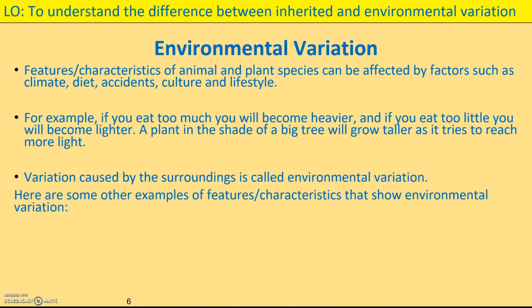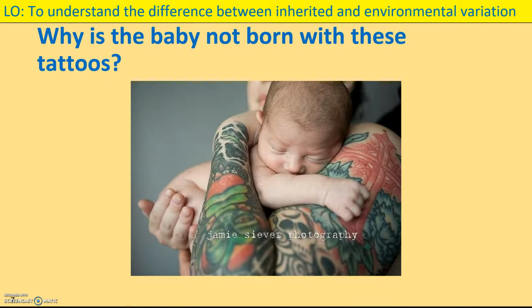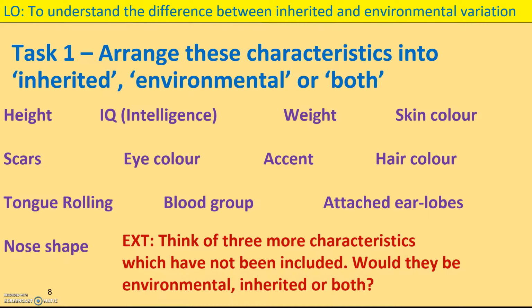Here are some other examples of features or characteristics that show environmental variation. Scars on body, tattoos on skin, fillings in teeth, cosmetic surgery, and accent because of where we live. So why is the baby not born with these tattoos? Environmental variation cannot be inherited because it isn't in the genes. It therefore cannot be passed on to children.